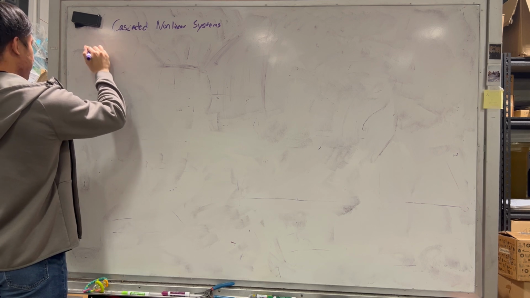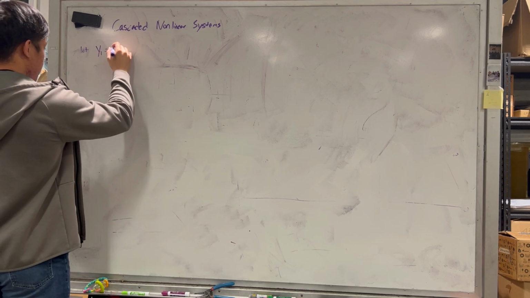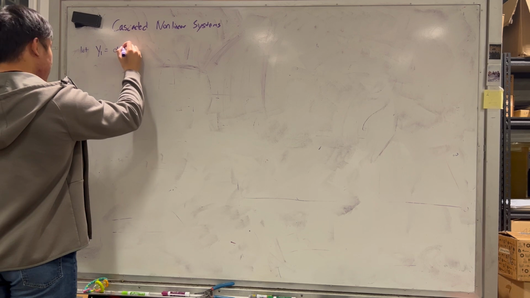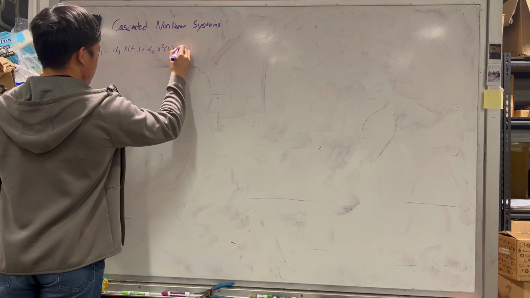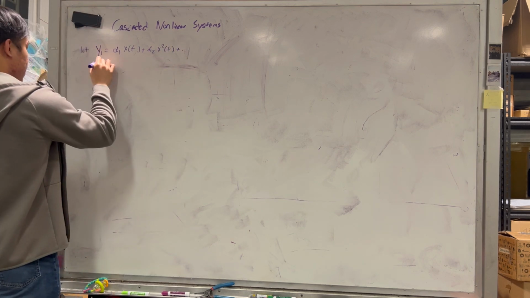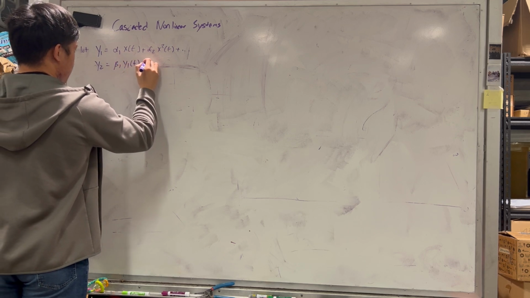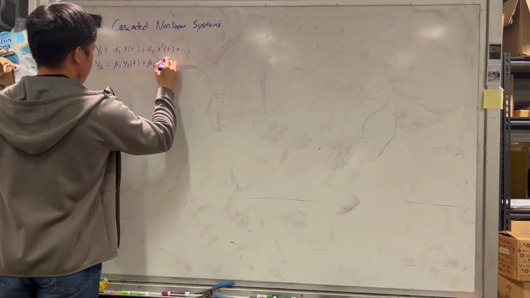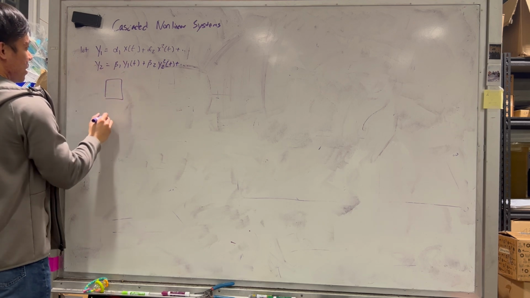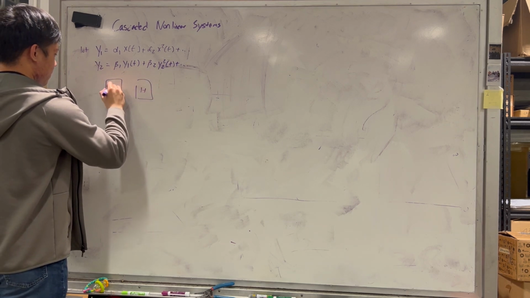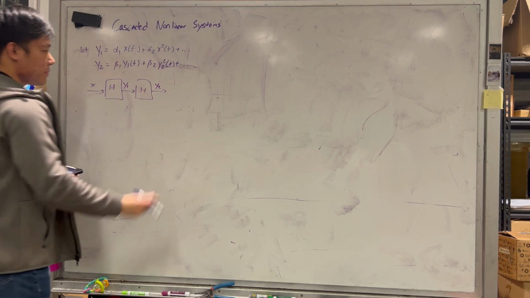So let's let y1 equal alpha 1 x of t plus alpha 2 x squared of t plus dot dot dot. And then let's let y2 equal beta 1 y1 of t plus beta 2 y1 squared of t dot dot dot. And what this is saying is, I have 2 systems, I plug in x, I get y1, I plug in y1, I get y2, right?